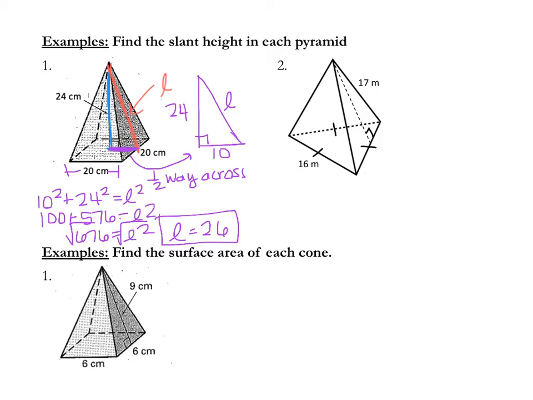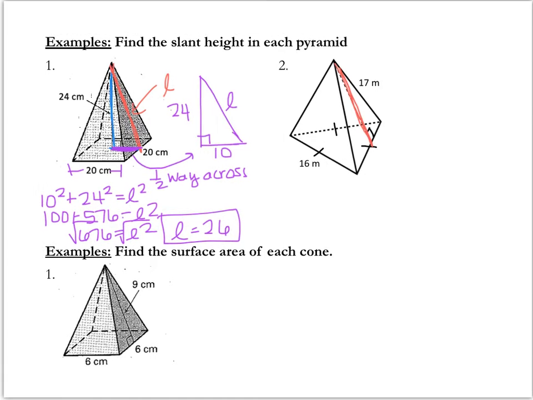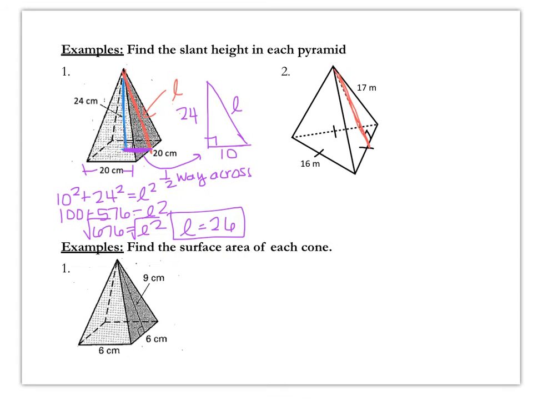Alright, looking at number 2, first thing I see is they actually were nice to us. They drew in the slant height already. Be careful, the slant height's the one through the middle of the triangle. So the slant height right now is this guy here. That's what L is. And then we need to look for a triangle that that's part of.